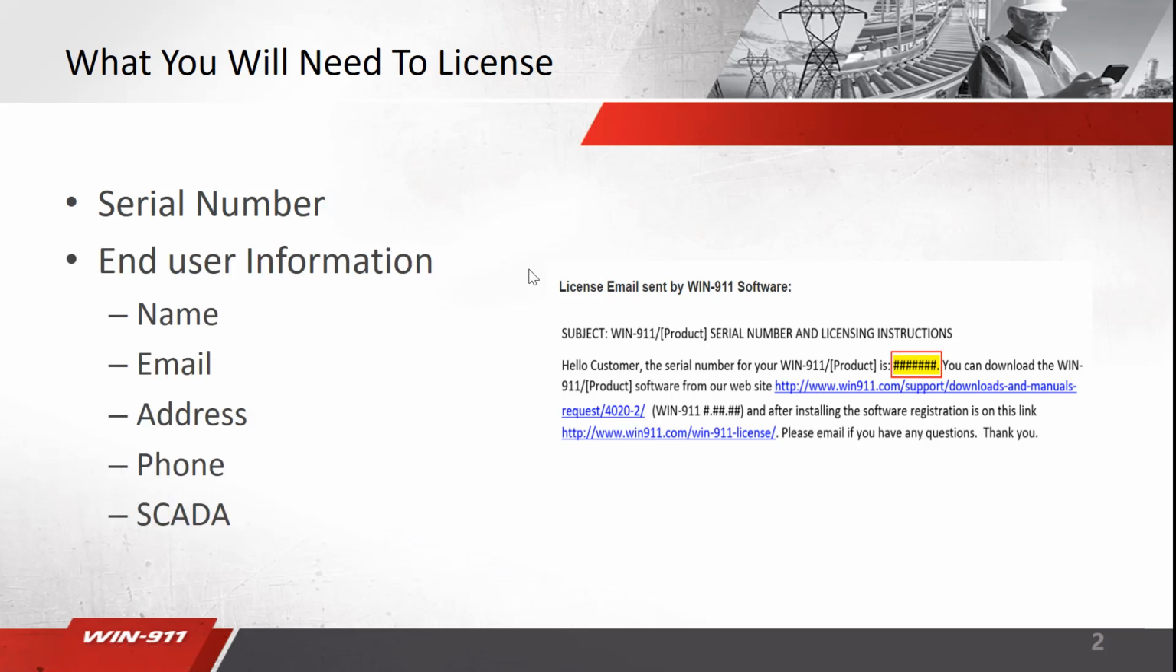To activate the license, you'll need all the information about your end user, including their name, email, address, phone, and SCADA. From here, you can go ahead and create your license request.